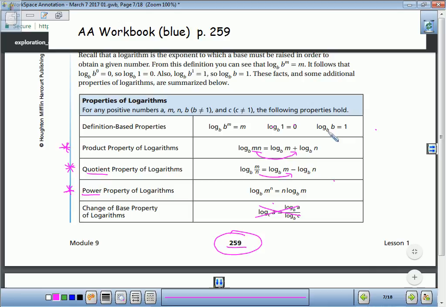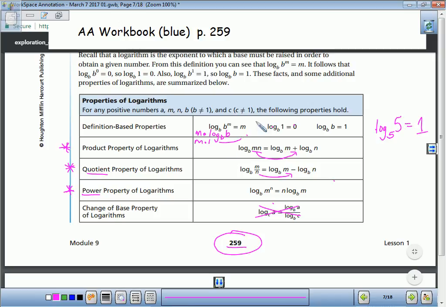What power do you raise a base to get that same base? The first. So whenever we have our base and our answer match, we know it is equal to 1. What power do you raise any base to get 1? The 0 power. Now this one's kind of a combo. We just talked about how this power can come out in front and be written as multiplication. And because of that, we know that log base b of b is 1, and m times 1 is m. Does that make sense? Okay.